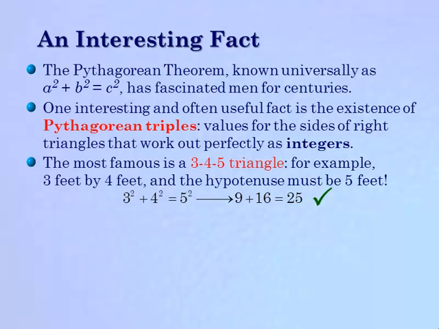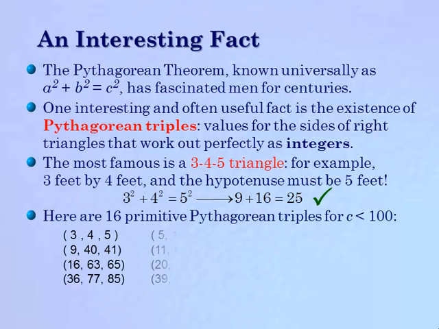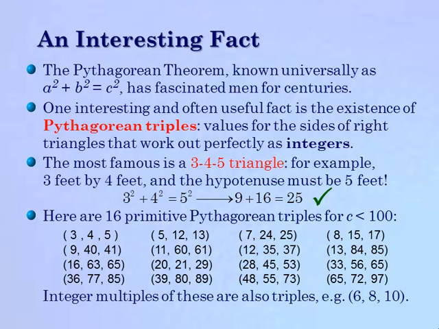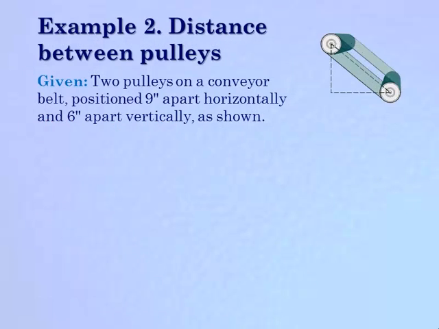Now, there's actually quite a few Pythagorean triples. Here are 16 primitive Pythagorean triples that have less than 100 as the c-value. There are also integer multiples of each of these, which would also be triples, but they would not be considered what we call primitive. For example, 3, 4, 5 is a primitive Pythagorean triple, but we can multiply each of those by 2 and we'll have 6, 8, 10, and that's also a Pythagorean triple. There are lots of Pythagorean triples, even under c less than 100, but we've just shown 16 of the primitive ones here.